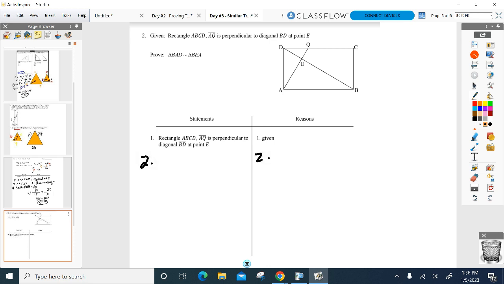Oh, rectangle. Welcome back, quadrilateral unit. Ooh, look at those two triangles. I'm asking you to prove similar. Little overlappers, huh? BAD with BEA.